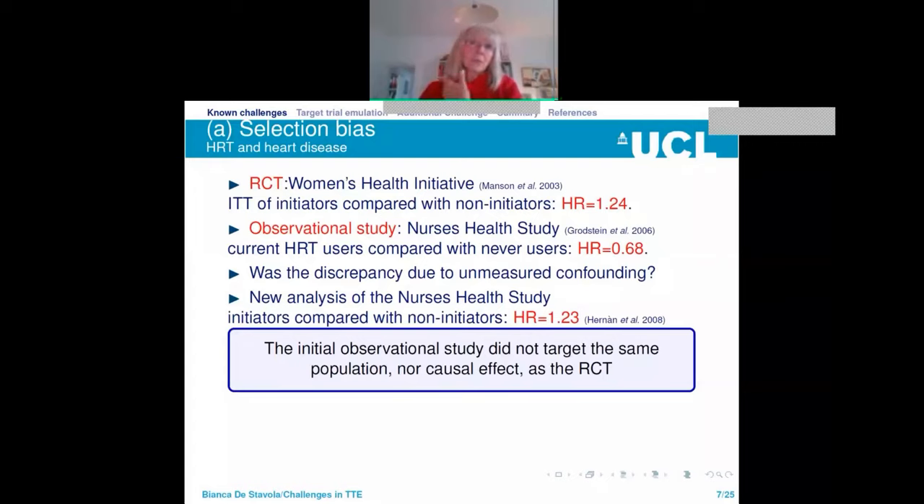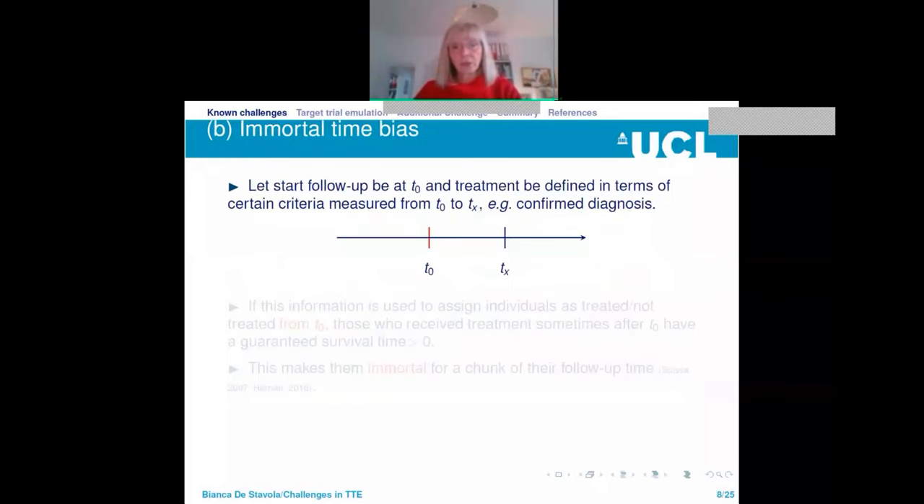So this is an example where just asking causal questions using observational studies may lead to biased estimates, not just because of unmeasured confounding, but because of the way the data are manipulated and the way in which the causal question is asked. You don't realize, maybe, if you don't think deeply enough, that you're not asking the same question as the randomized controlled trial.